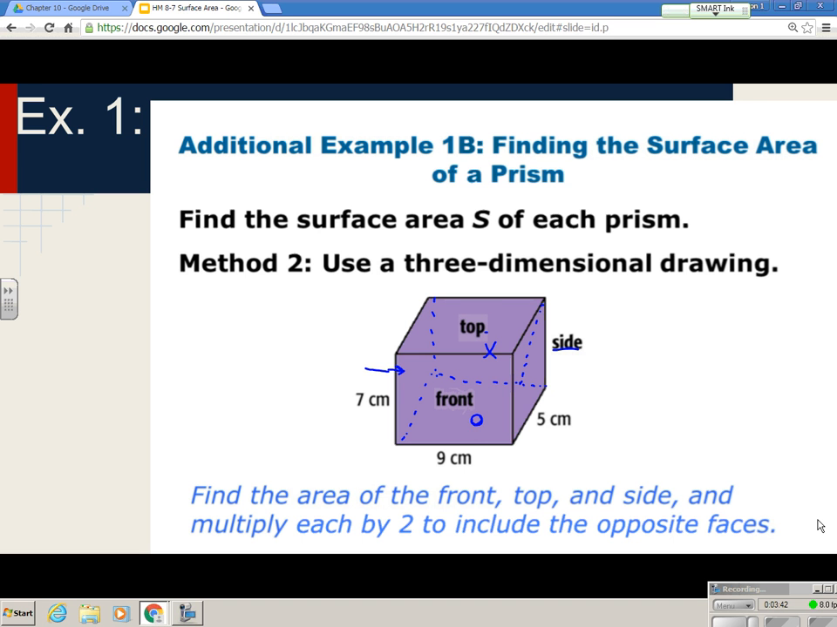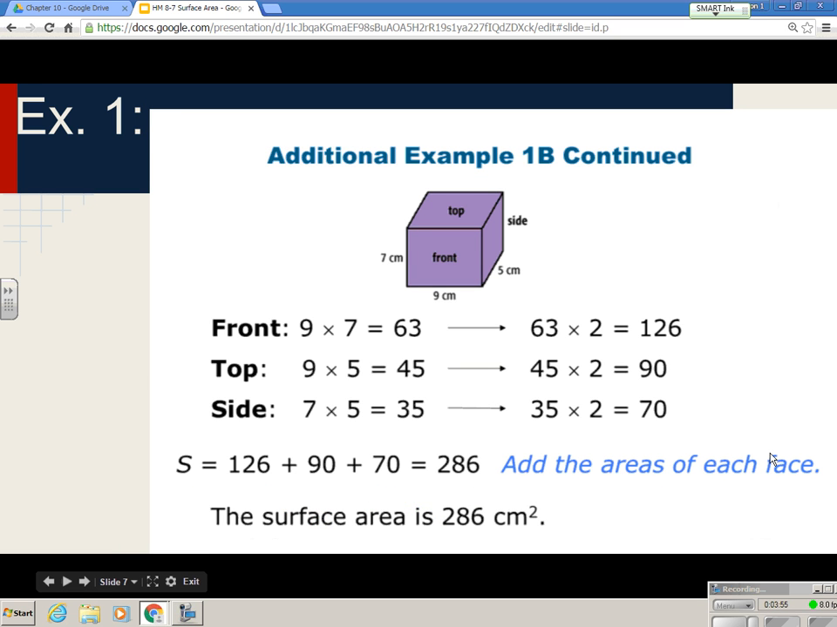So if we can find the length times the width of the top, the length times the width of the side, and the length times the width of the front, all we have to do with each one of those is multiply that answer by 2. So here's what we mean. If we look at the front side, it's 9 centimeters by 7. Well, area equals 9 times 7, so that's 63. But the opposite of the front is the back, so do it times 2. 63 times 2 gets you 126.